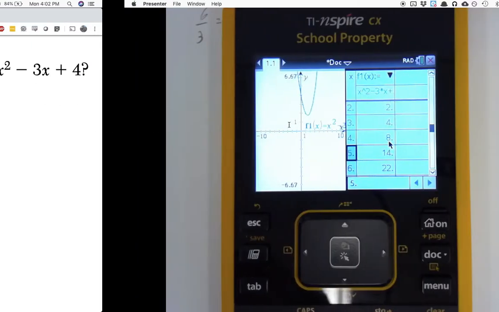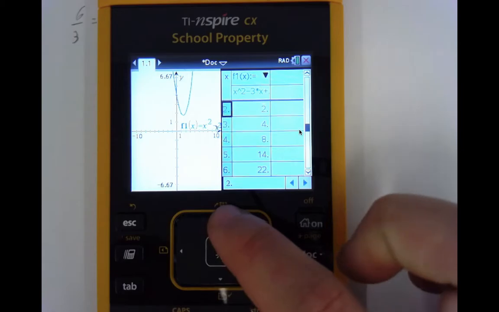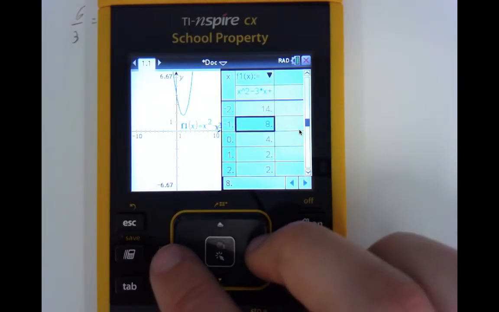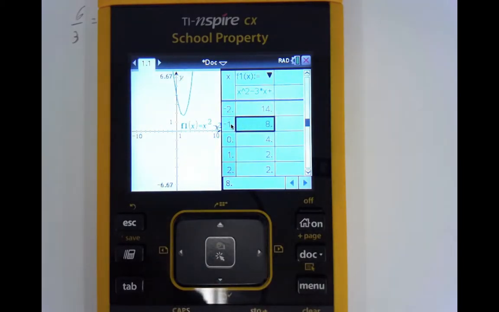And choice 4, negative 1, 6. Let's see. The point negative 1, 6 definitely does not exist. It's the point negative 1, 8. So negative 1, 6 is definitely not on the table.